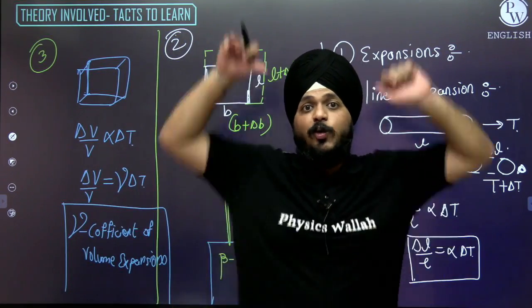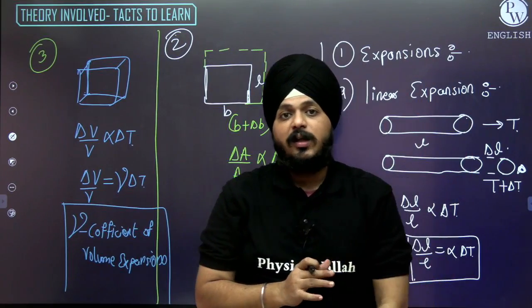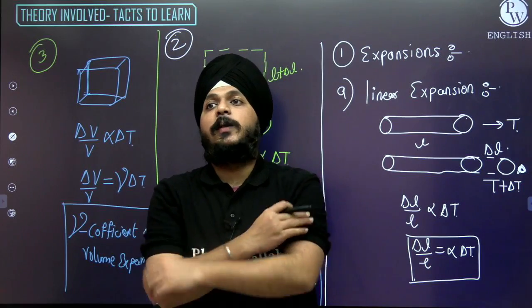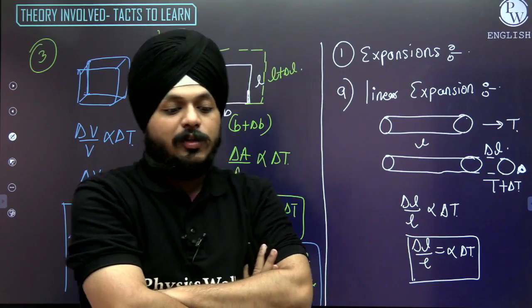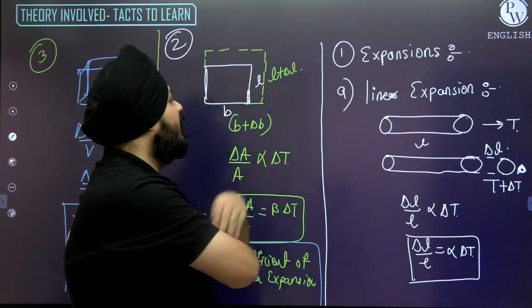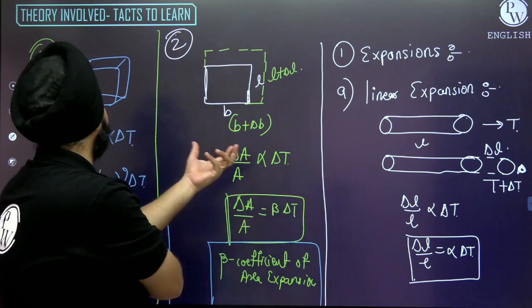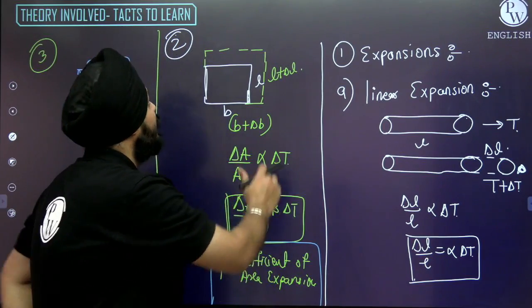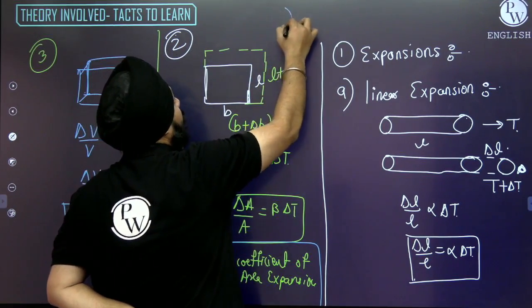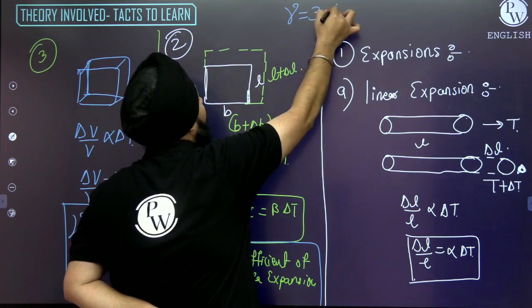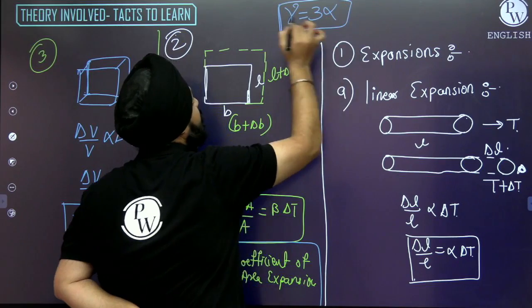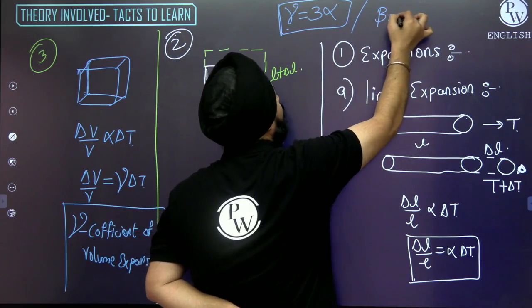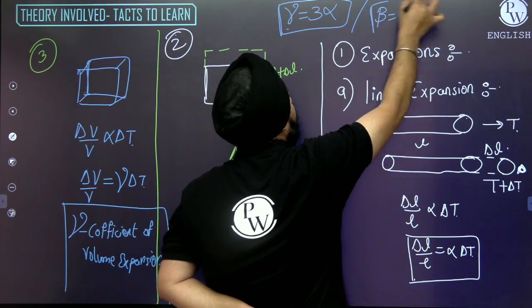First, we moved on to the different laws of radiation. We saw Stefan's law, Wien's displacement law, and something related to Kirchhoff's law. Second, we moved on with linear expansion, area expansion, and volume expansion. And we have already seen there is one relation also: gamma is equal to 3 alpha. Similarly, beta is equal to 2 alpha.